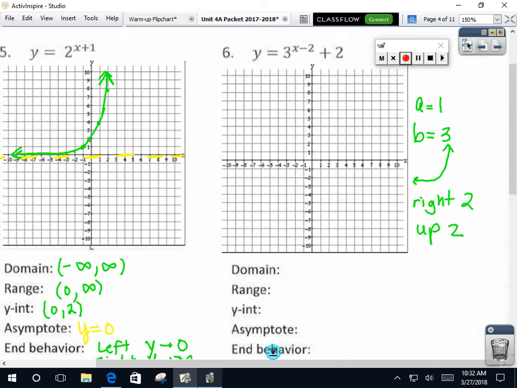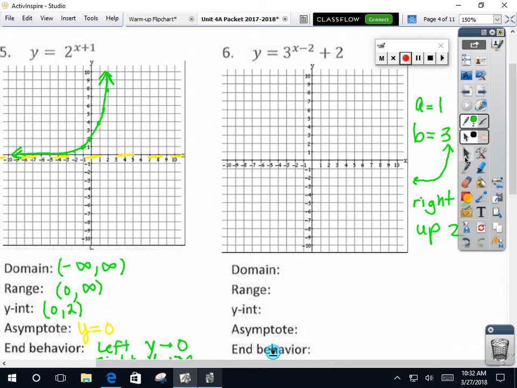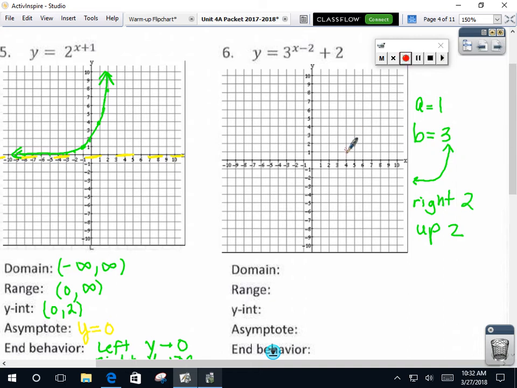Okay, Amari, where is the y-intercept originally? Yes. No, a equals 1, so the y-intercept's at 1. But it won't stay there because everything is getting shifted right 2 and up 2. So now that y-intercept is no longer a y-intercept because it's been moved over 2 and up 2, so now it's at 2, 3. That'll be one of the points on your table once you've graphed this.